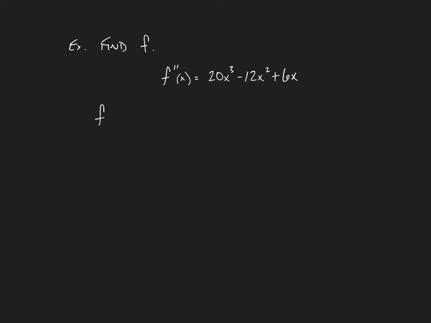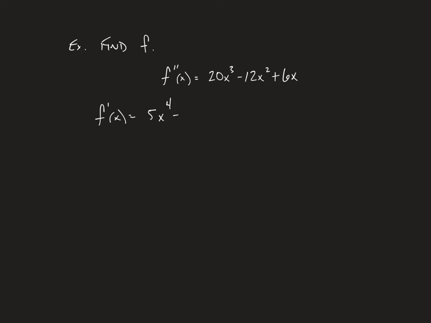F prime of x is going to be the result of taking the antiderivative of this function, f double prime of x. So I know that this first term is going to have to be an x to the fourth. What times 4 will give me 20? Because when I take this derivative, I need to get this. And when I take this derivative, the 4 comes down and multiplies by something to become a 20. So what would that number have to be? Well, it would have to be a 5. And now I could do my check. 4 times 5 is 20. I would end up with x to the third. It's looking good so far.